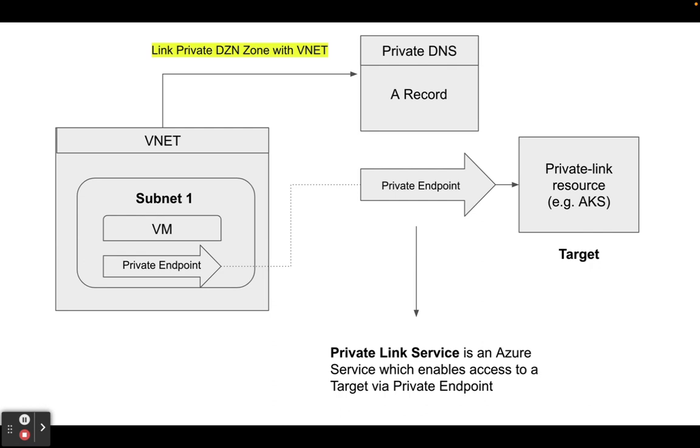Let's say for this example, we want to access an Azure AKS cluster, a private cluster, in a private way, so it doesn't expose to the public internet. For that we need to create a private endpoint in a vnet where we have a VM from where we are trying to access it.